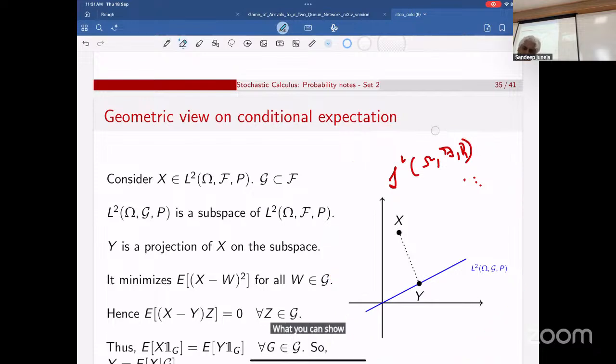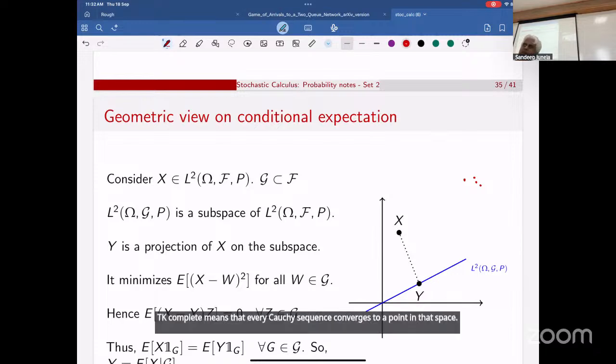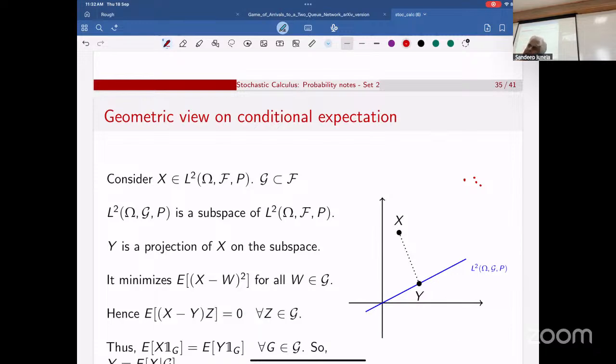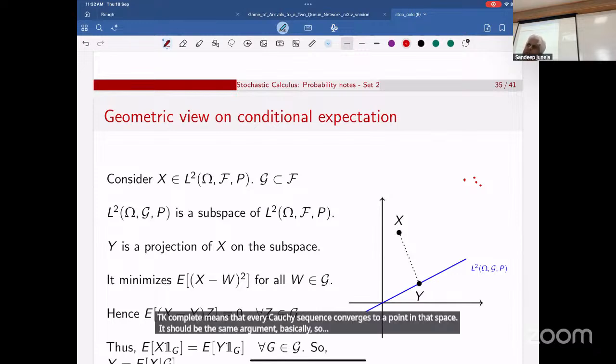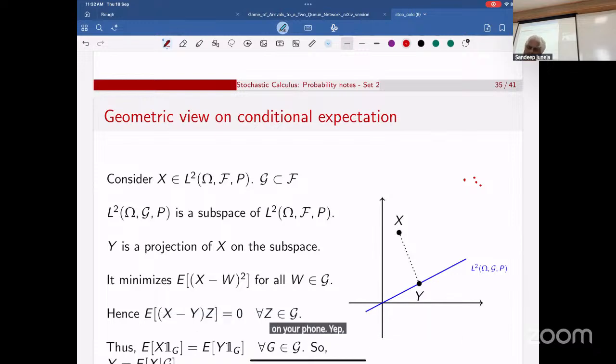What you can show, which we are not going to do in this class, is that this space is complete. Complete means that every Cauchy sequence converges to a point in that space. We know this for normal L2 spaces without measures, and it should be the same argument for both. Convergence in the L2 sense is a very well-defined notion. But it also converges in probability. That's actually the case.